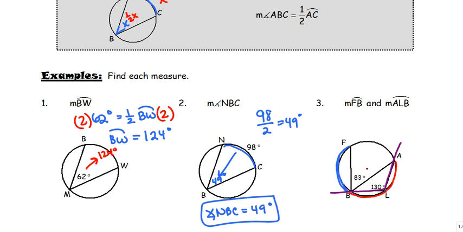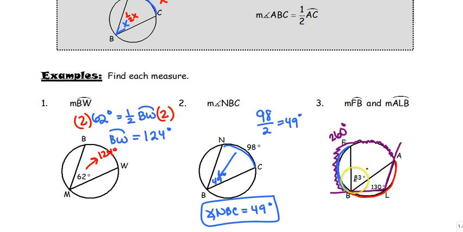That is my inscribed angle. The intercepted arc is this whole thing. So I know that if this is 130, the angle is half of the arc, so I double that to get that the arc is 260 degrees.